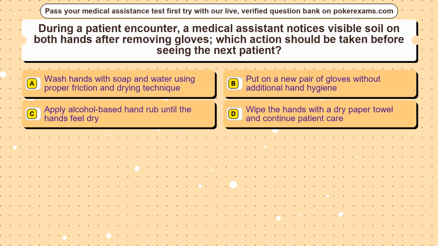Question 27. During a patient encounter, a medical assistant notices visible soil on both hands after removing gloves. Which action should be taken before seeing the next patient?